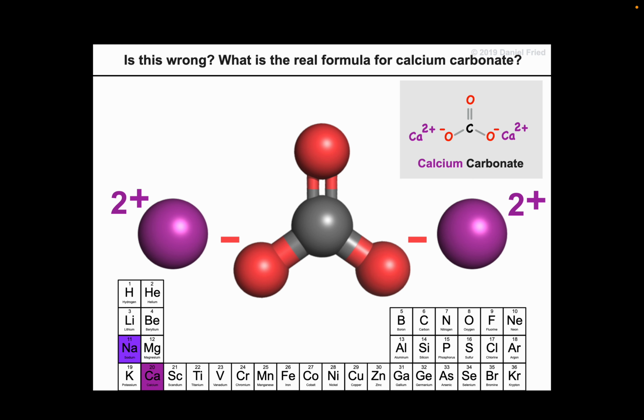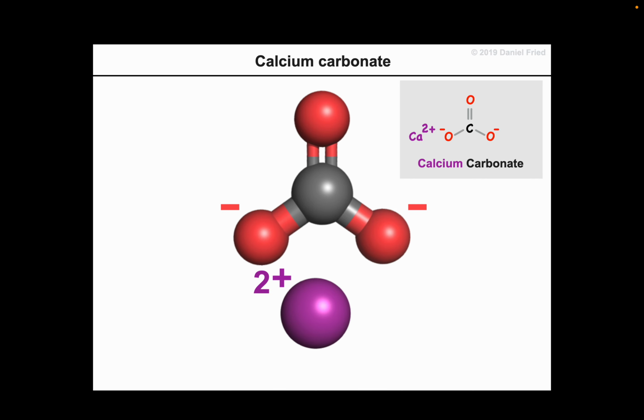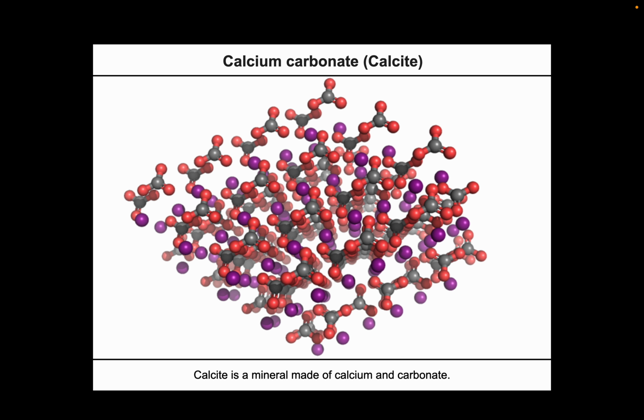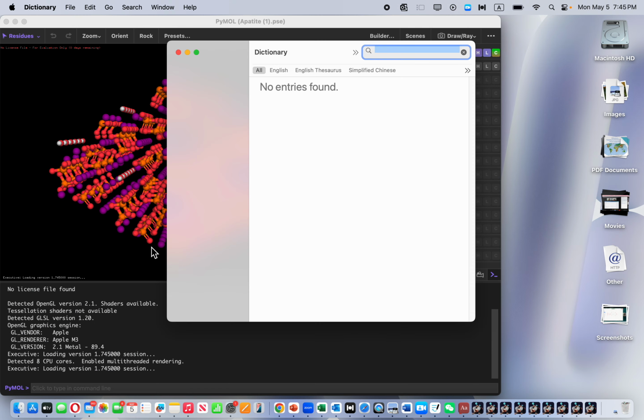Welcome back. Calcium is 2+ and carbonate is 2-. Wait a minute, what's there, 4 plus? Does not balance. This is the extra one. Remove that, and this is calcium carbonate. Here's calcium carbonate, also known as calcite. Calcite is made of calcium carbonate.